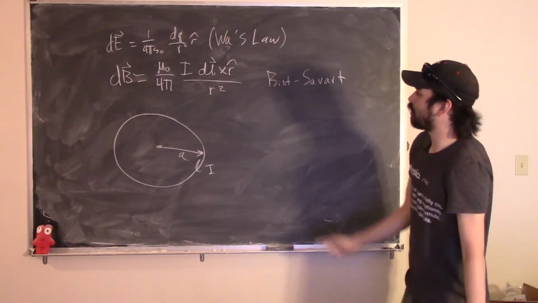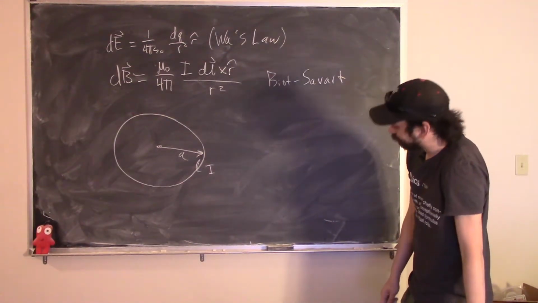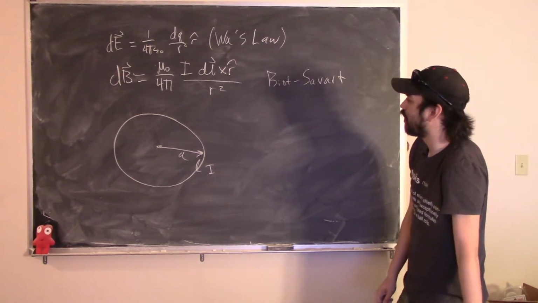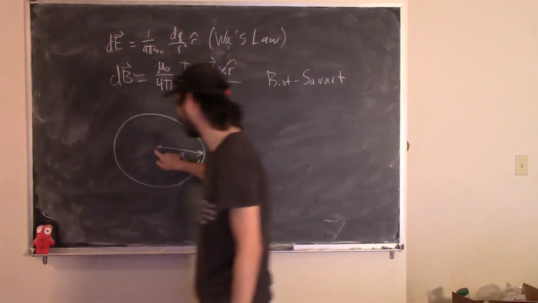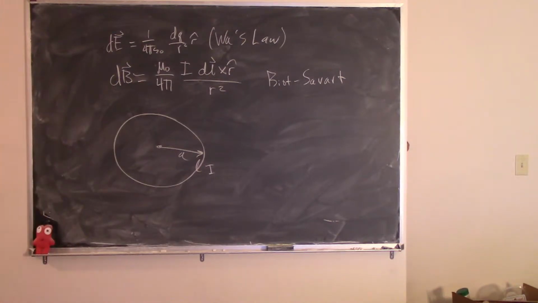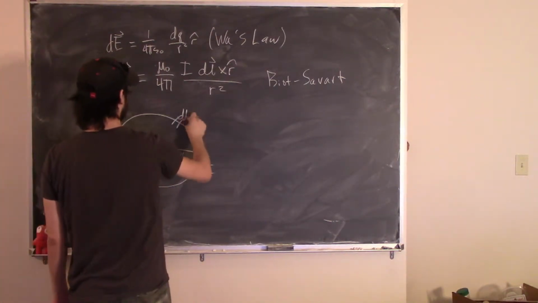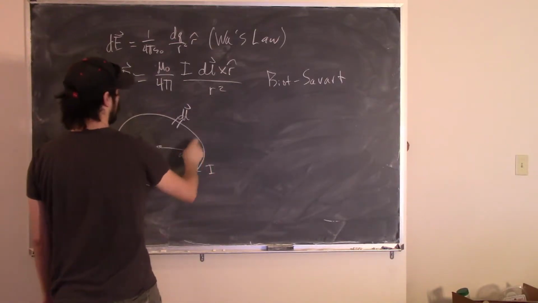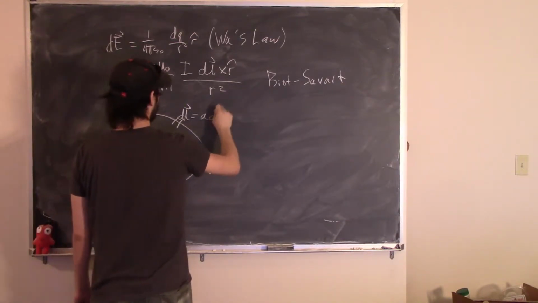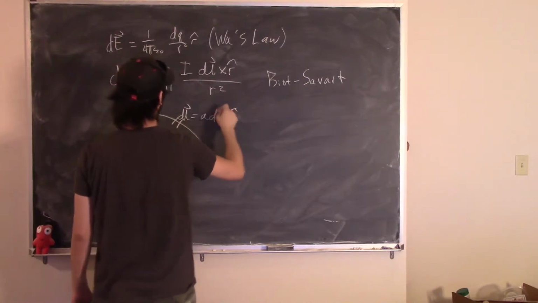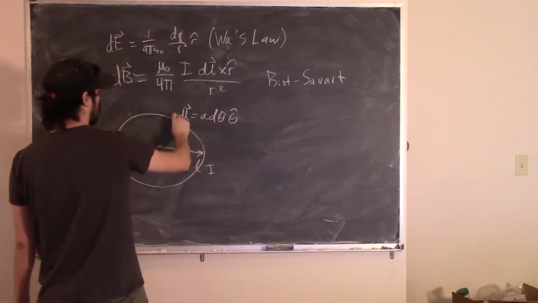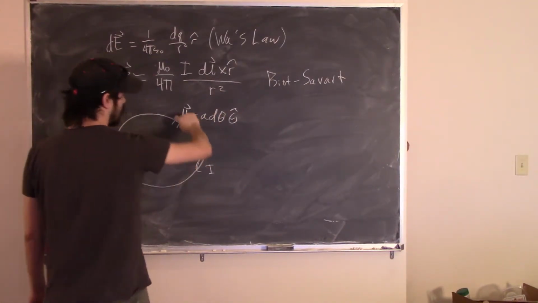And what we want to do is calculate what the magnetic field is at the center. In order to do this, let's define what dl is. The dl vector is going to be equal to a d theta times theta hat, where this theta hat is just telling me that I'm going in the same direction as the current.